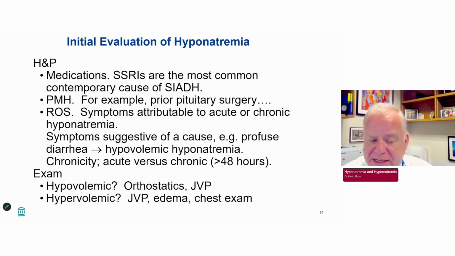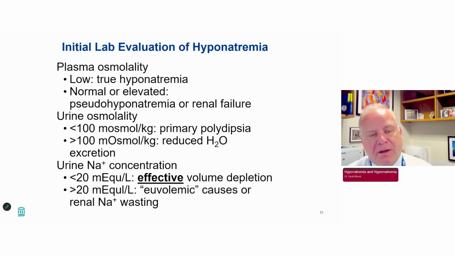Then you need a volume exam. Is this a patient that's hypovolemic, so you check orthostatics and look at their JVP, or do they have an elevated JVP, edema, and chest inspiratory rales that suggest they're hypervolemic with pulmonary edema? You need a plasma osmolality. If it's low, it's true hypotonic hyponatremia. If it's normal or elevated, it's pseudohyponatremia or renal failure.